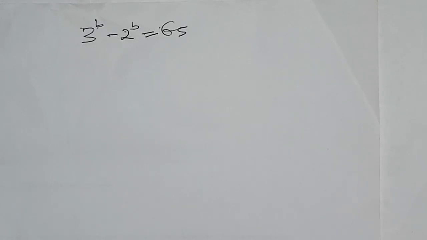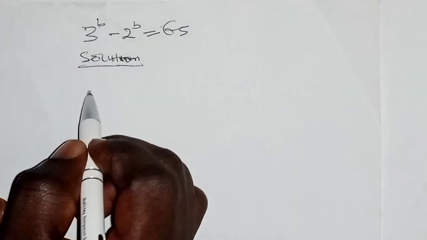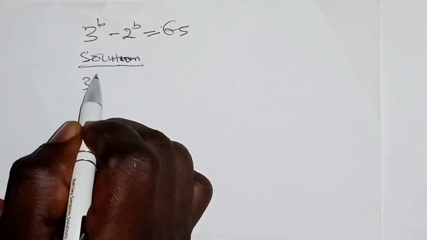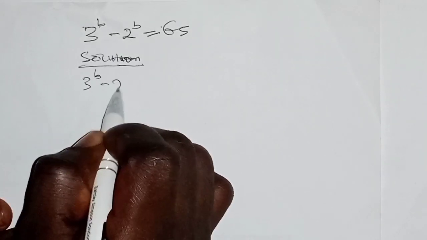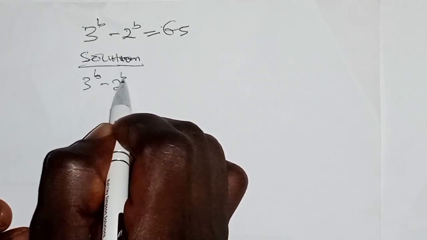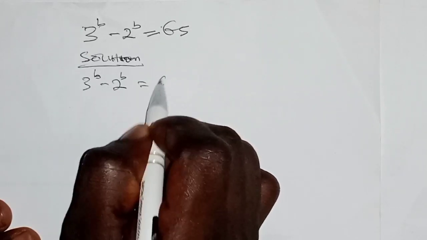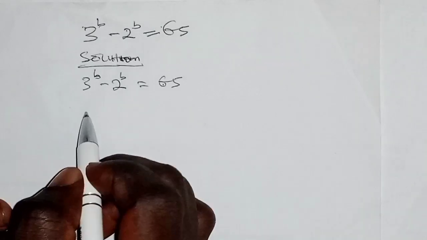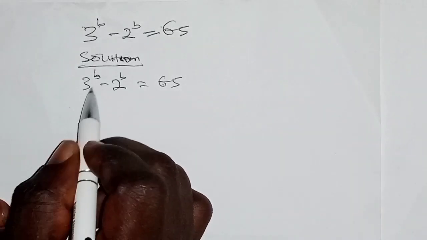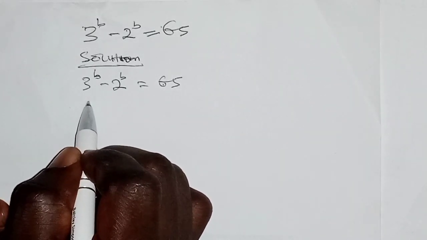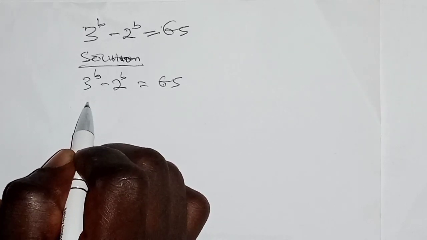Okay, so let's dive into the solving. Let me first rewrite the problem: 3 raised to the power b minus 2 raised to the power b is equal to 65. What we are going to be doing is, we actually want to make some changes to the question which will not actually affect anything.